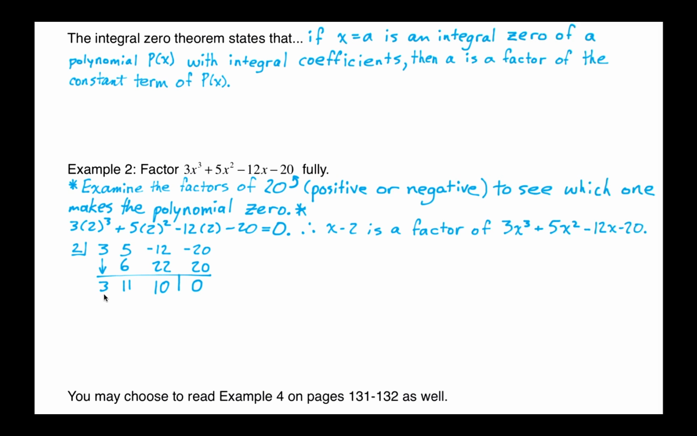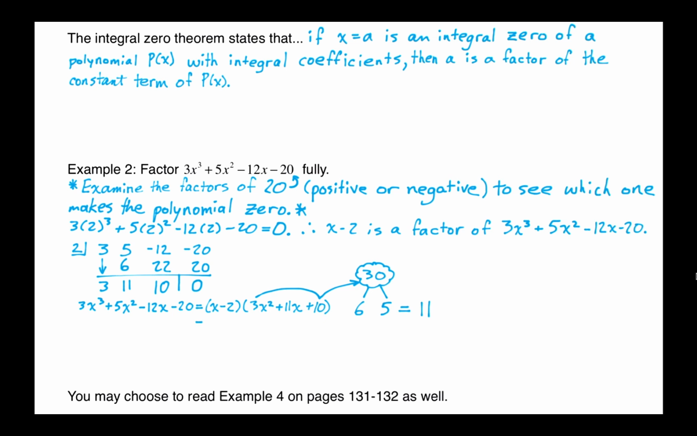Here's the other factor. It's 3x squared plus 11x plus 10. So let's rewrite the cubic as x minus 2 times 3x squared plus 11x plus 10. It says to factor this cubic fully. So the x minus 2 is one factor, this quadratic is the other factor, and we should try to factor this as well. So what we're going to do is we multiply the 3 times 10, we get 30. We're looking for factors of 30 that add to 11. Well, these would be 6 and 5.